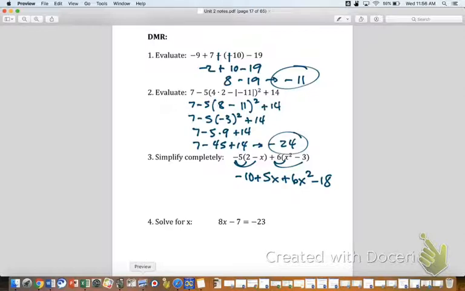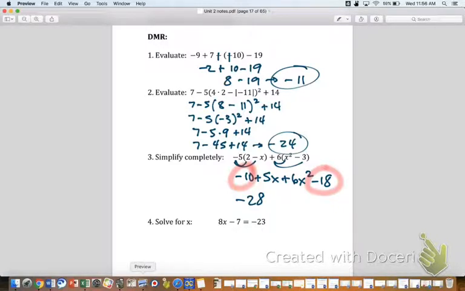And then like terms is right. What is like the negative 10? Negative 18. So you end up with negative 28. What about the 5x and the 6x squared? Could I add those up? Why not? They're not the same. Why aren't they the same?